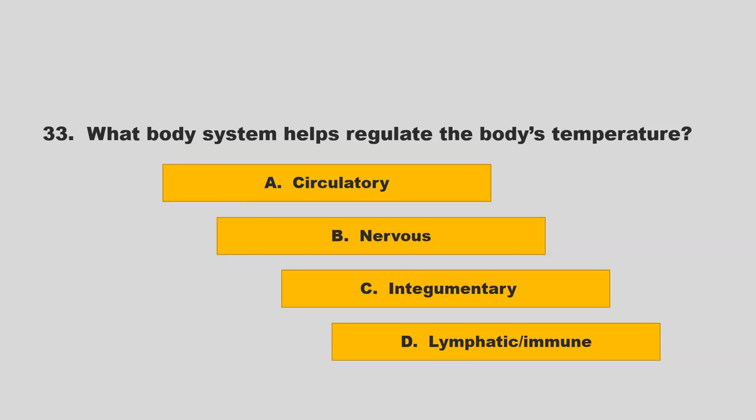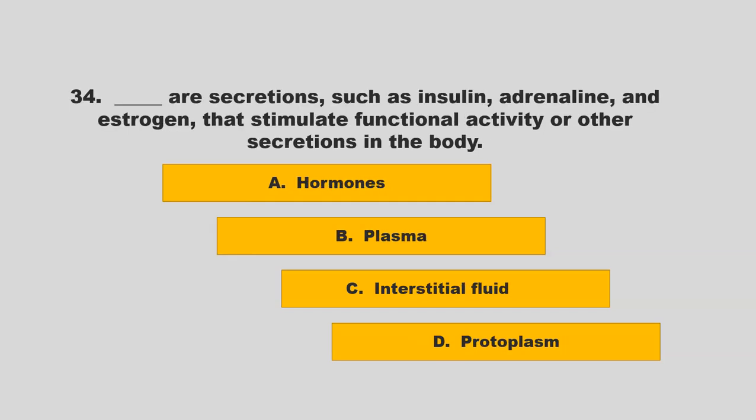What body system helps regulate the body's temperature? Circulatory, nervous, integumentary, lymphatic immune. If you chose C, integumentary, you are correct.